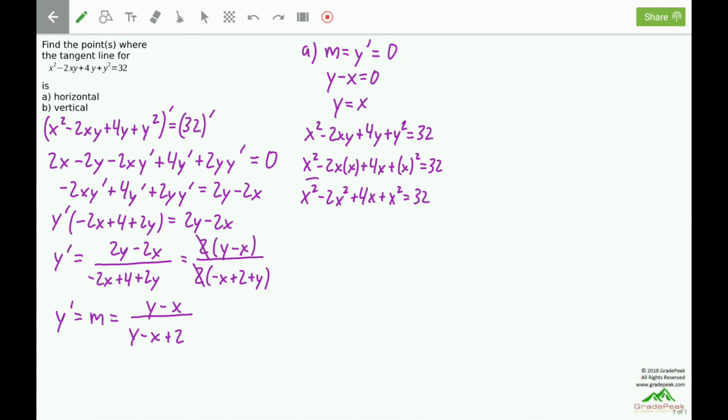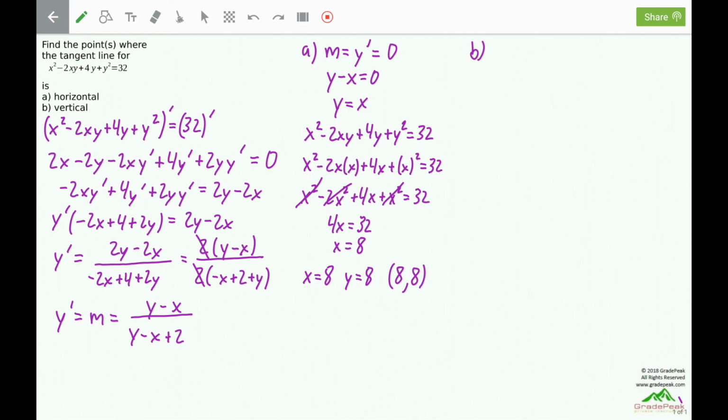We have three terms that have an x squared: a positive 1, a negative 2, and another positive 1. 1 minus 2 is negative 1, plus 1 more 1 is 0, so they fully cancel. So we can cancel each of those out, leaving us with 4x equals 32, or x equals 8. We're under the condition that y equals x here, and therefore if x equals 8, y also equals 8, and we have the point with x-coordinate 8, y-coordinate 8. So there's the point where the tangent line is horizontal.